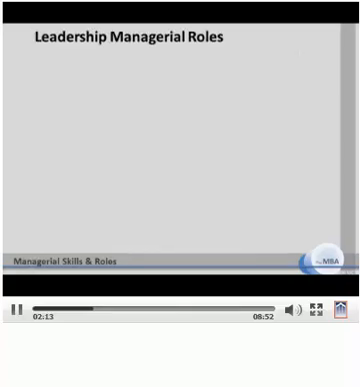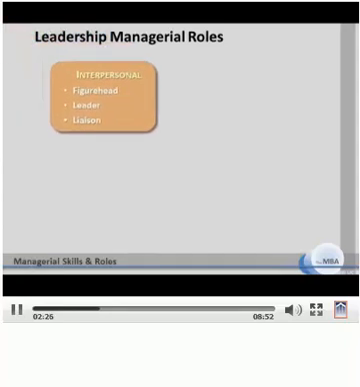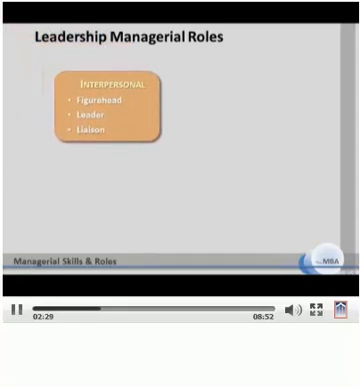Next within our management skills and roles are our leadership managerial roles. And we identify these as falling in three basic categories. The first category is the interpersonal category, and there are three roles that managers or leaders often play in this realm. The first is that of figurehead, and figureheads represent our organization, our department, our unit in legal, social, ceremonial, or even symbolic activities.